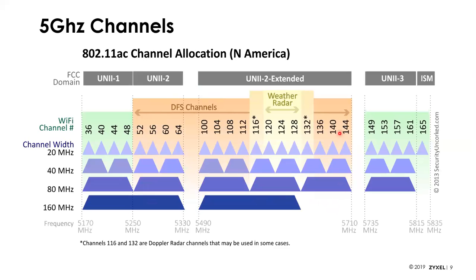And as you can see, it's a big chunk of your space that you can use. So if you're not using DFS channels, you suddenly lose how many non-overlapping channels you can have. If you're just using 40 megahertz channels, you're down to just 4 non-overlapping channels. If you're using 80 megahertz channel width, you're down to just 2 non-overlapping channels.